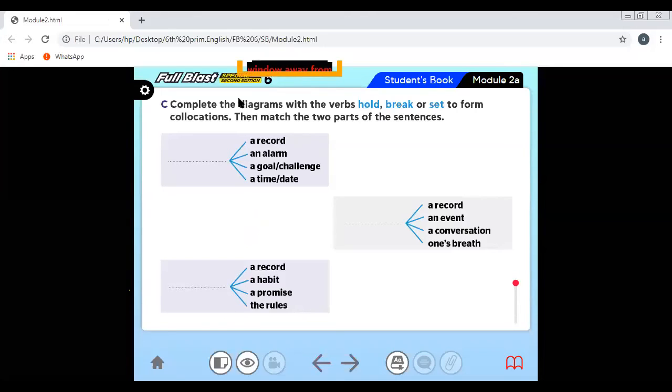Break. Raise your hand, my dear. I'm sorry. Yes, Malak, what's your answer? It will be set. Set a record or set an alarm or set a goal or set a challenge.